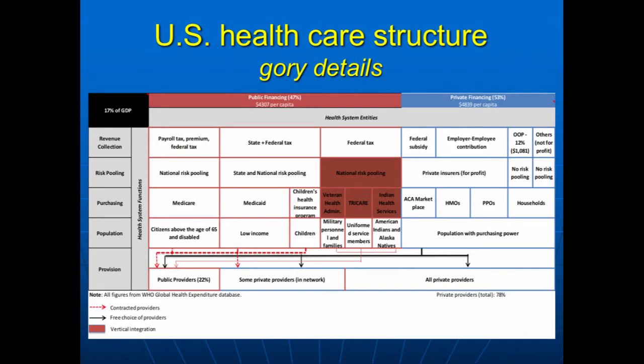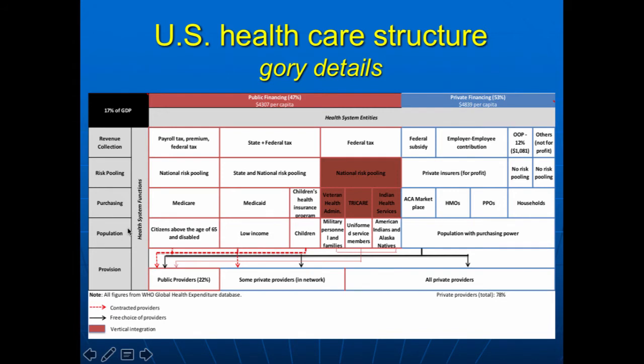Here's a more detailed look. At the top, you see the broad categories of public and private financing. Note that private includes household out-of-pocket. On the side, you see the progression from revenue collection to provision of care. Along the way, there is risk pooling, which means that collected funds are available to pay for care. Purchasing, which means the organizational structure to pay for care, and population.